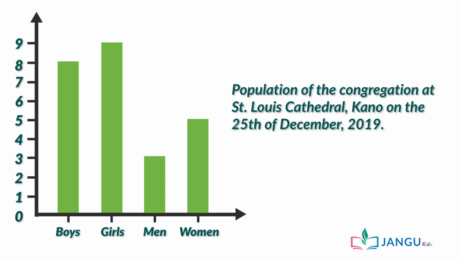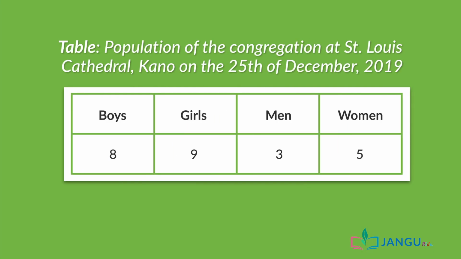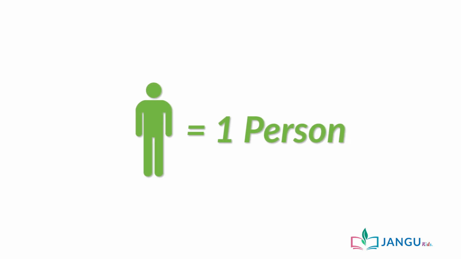It's time to learn how to represent a population on a pictogram. A pictogram uses images or symbols to represent values. We are going to use the same table to learn how to represent population on a pictogram. In this case, let us use a stickman to represent one person.